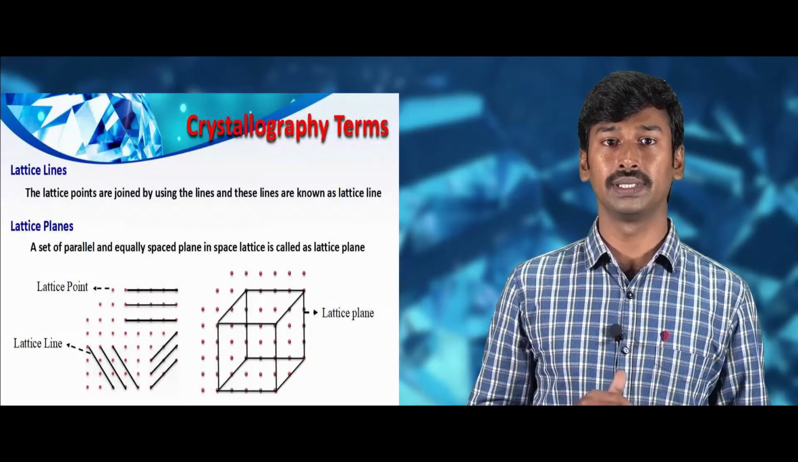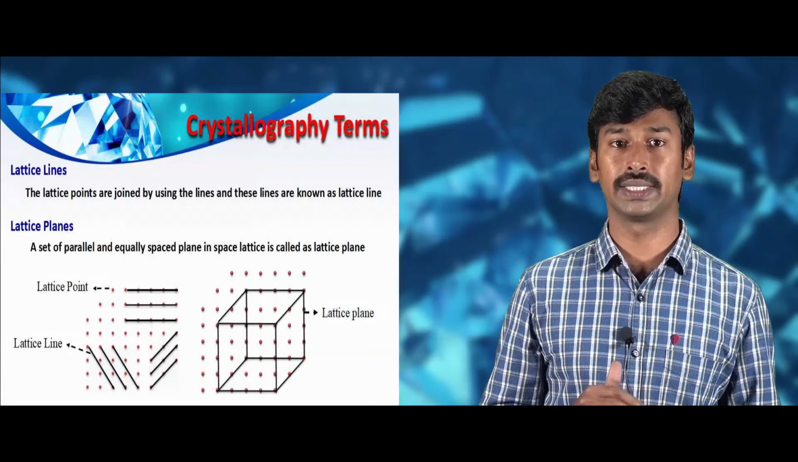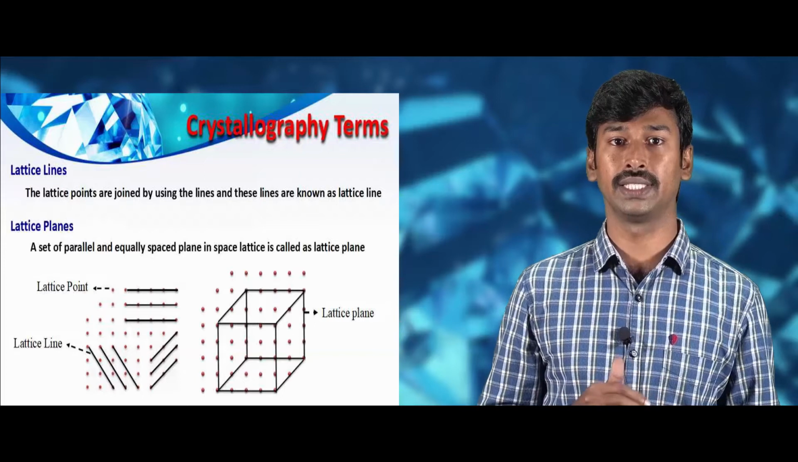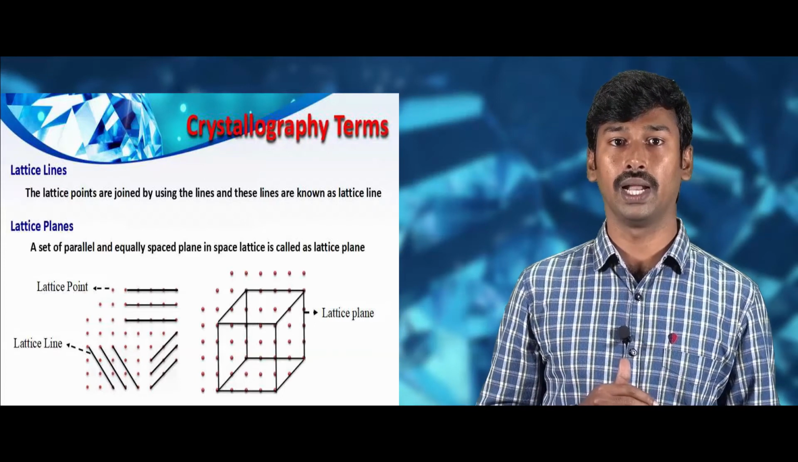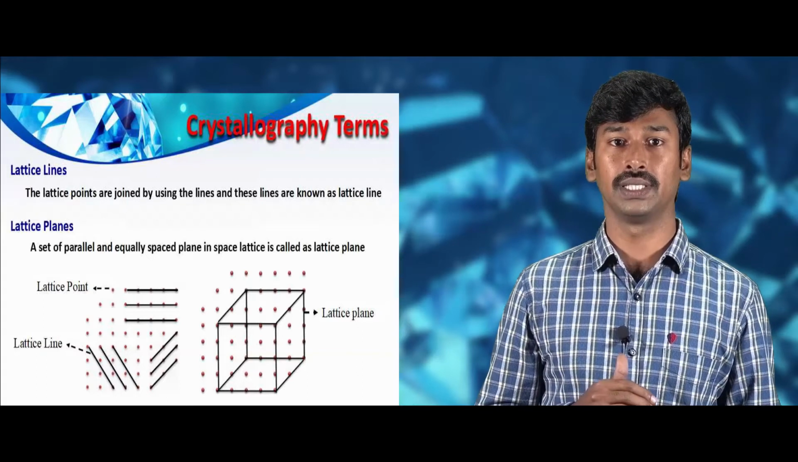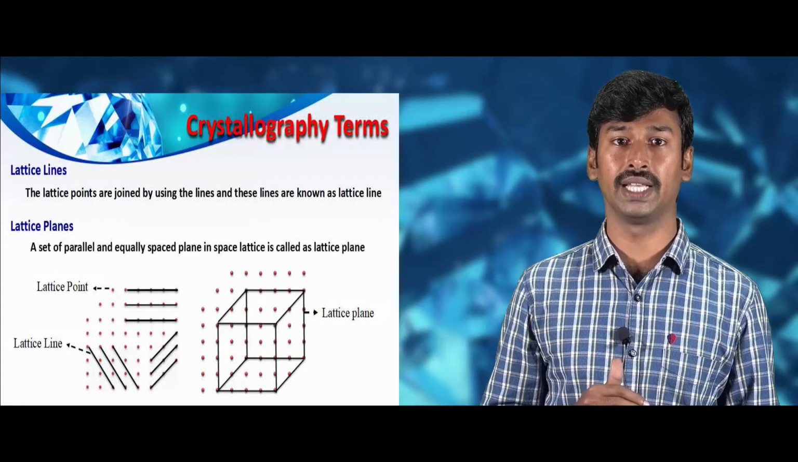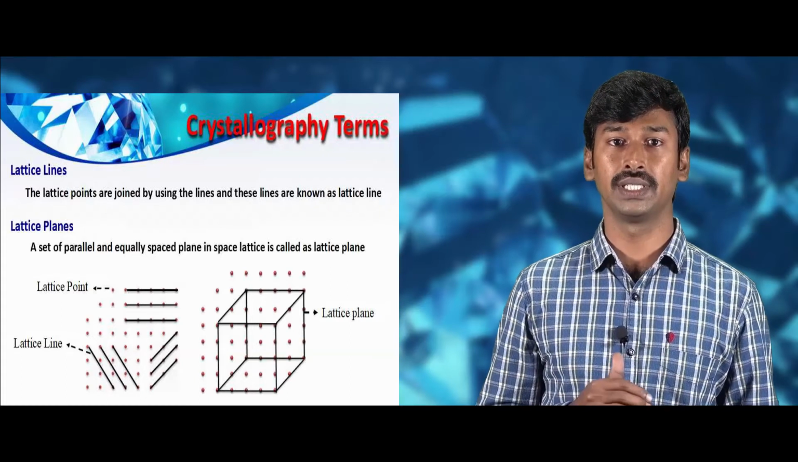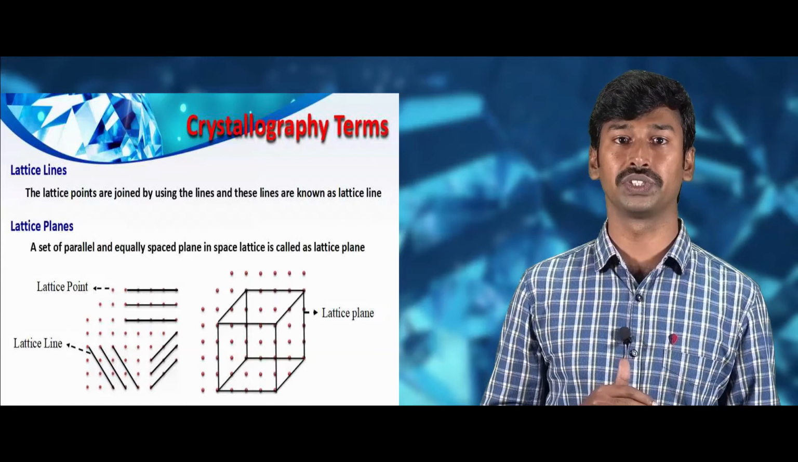Lattice lines. These lattice points are joined by using a line in the space lattice, which is called lattice lines. Lattice planes. A set of parallel and equally spaced planes in the space lattice are called lattice planes. The first image shows the lattice points and the lines show the lattice lines. In the second image the plane is shown, that is called lattice plane, which shows cubic system.